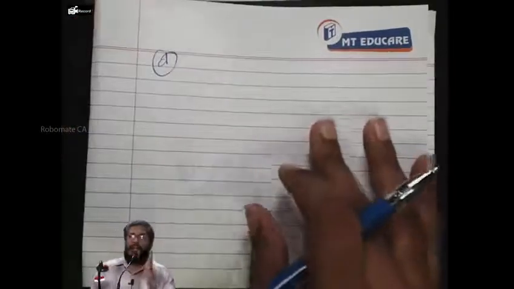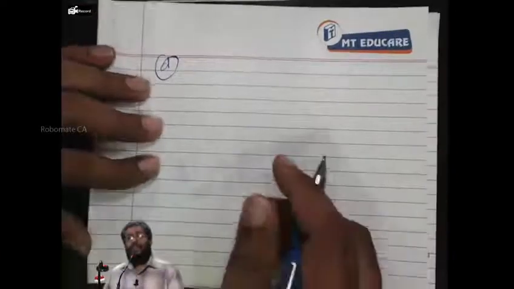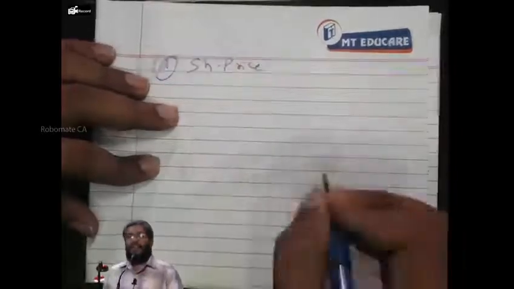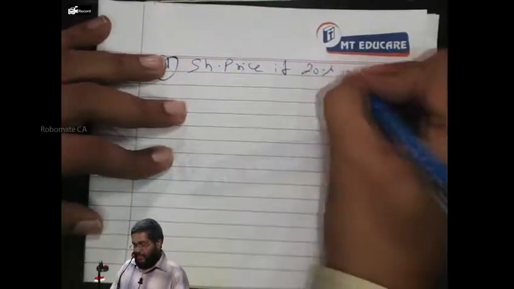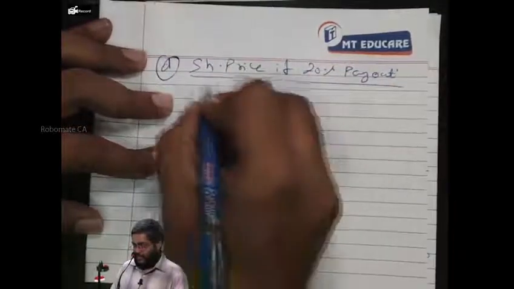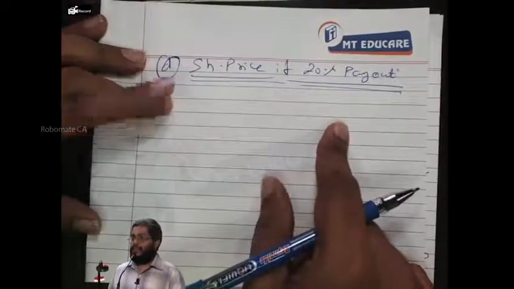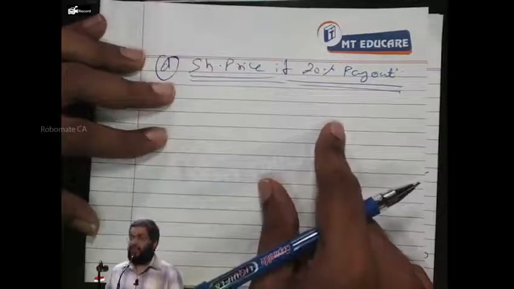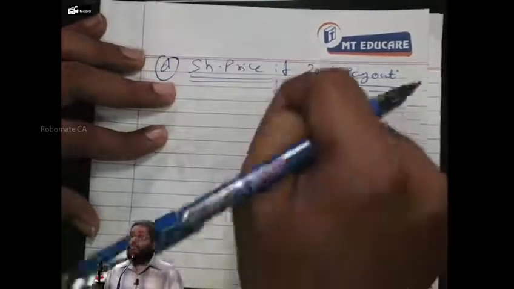Are you all keeping track? Can I say it now? Part D. Share price if 20% payout is maintained. Instead of declaring 6 pounds dividend, I am going to declare only how much? 2 pounds dividend. Yes or no?